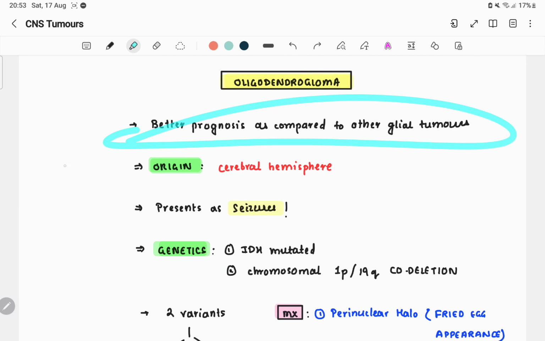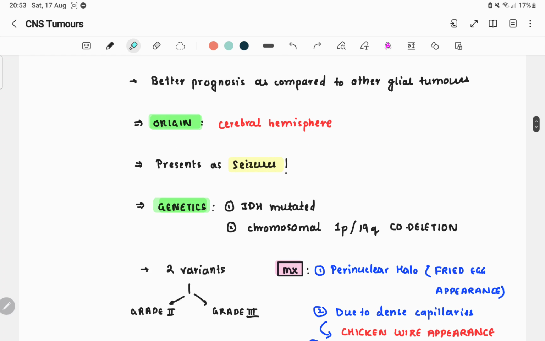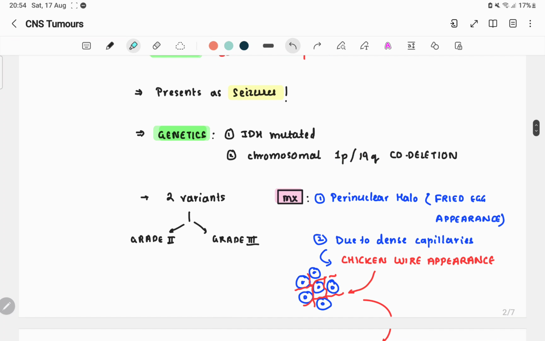Oligodendroglioma has a better prognosis as compared to other glial tumors. Origin is again the cerebral hemisphere. It presents with seizures, very important. The characteristic history is of seizures. What are the genetics? Again, it is the same as secondary glioblastoma, IDH mutation, and a very special chromosomal 1p19q co-deletion. That means the 1p arm, the short arm of chromosome 1, and the long arm of chromosome 19, are co-deleted.